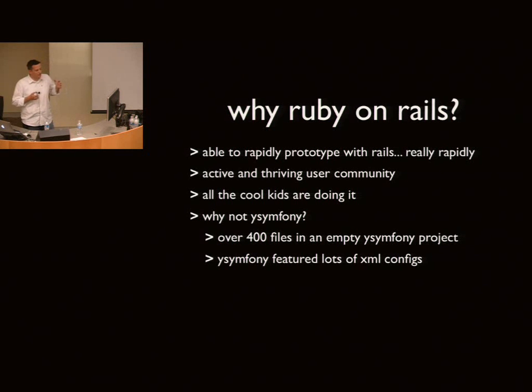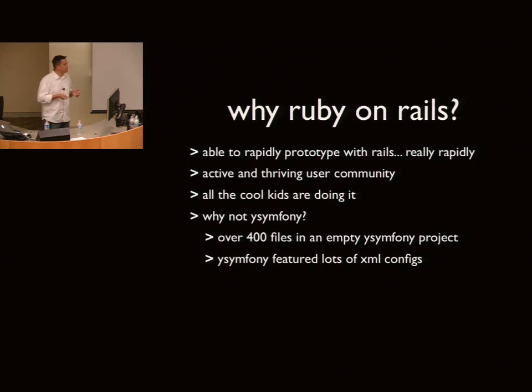And to be honest, there were over 400 files in the empty skeleton project. And I felt like the workflow was a little strange. I was editing a YAML file and then running some task to generate an XML schema from that, which then I ran another task to create the database structure. Whereas with Rails, it was just create a migration, create a table, and off it goes.